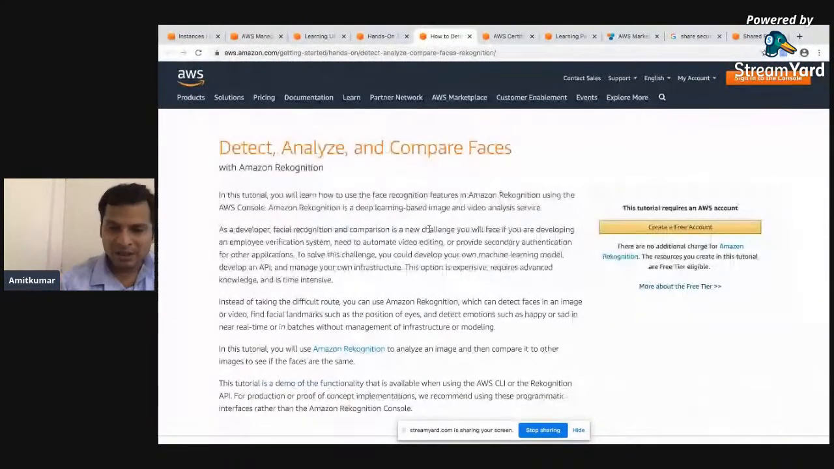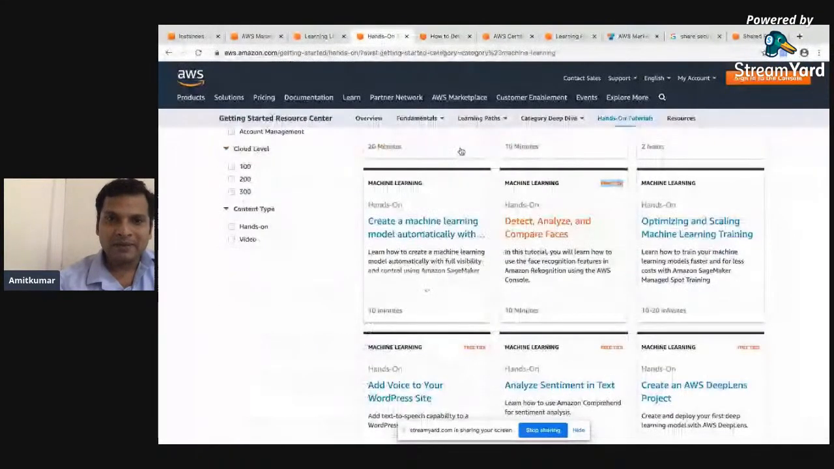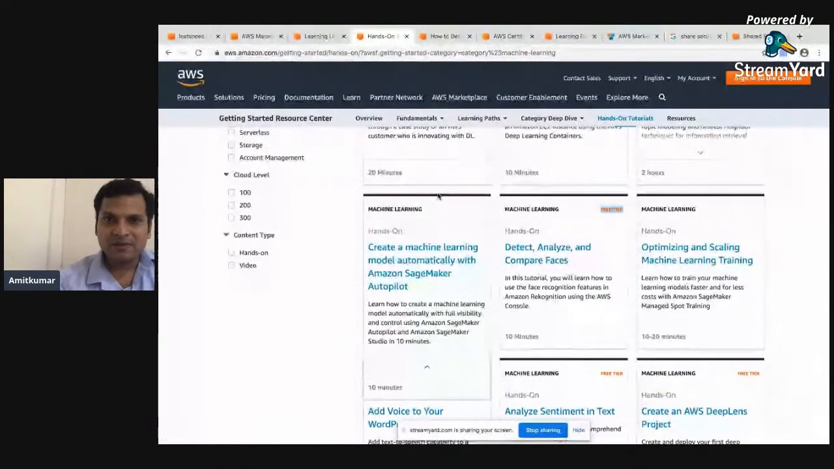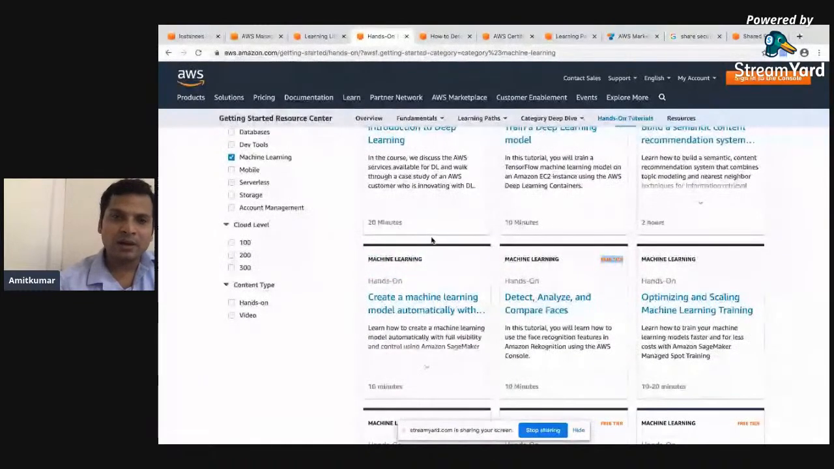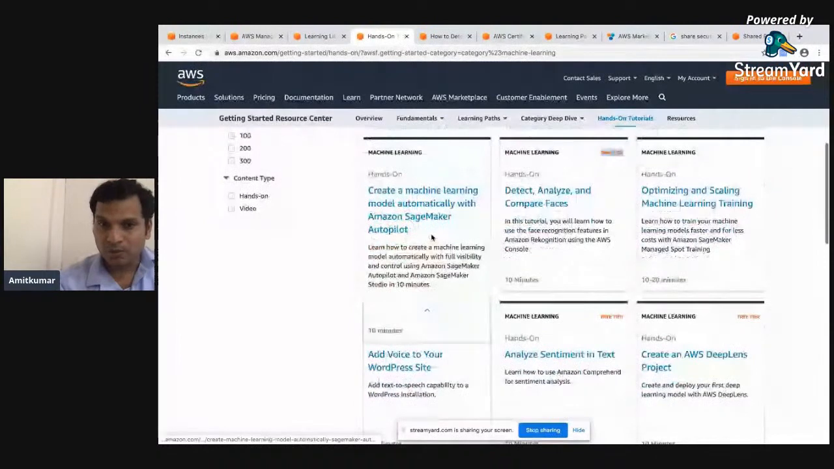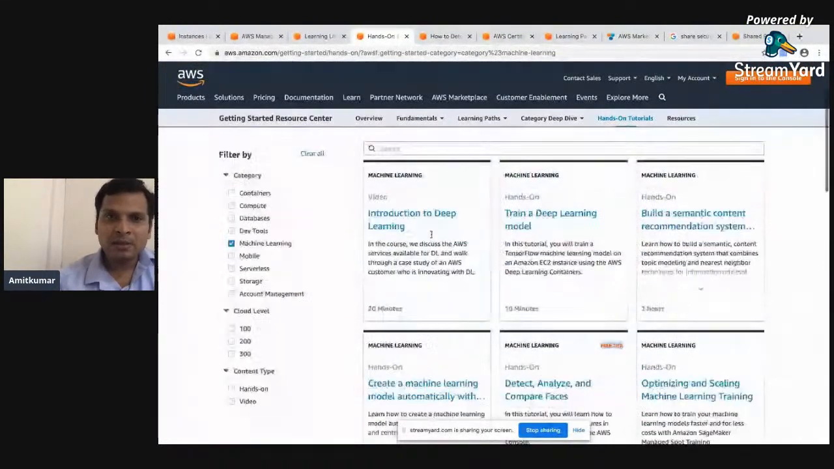So which means it's safe to go ahead and create your own account and try this particular tutorial. But everywhere else, if you see, they have not mentioned a free tier, which means if you try to do those hands-on, it will incur some charges, and sometimes the charges could be really very high. So be careful. But yes, explore this.